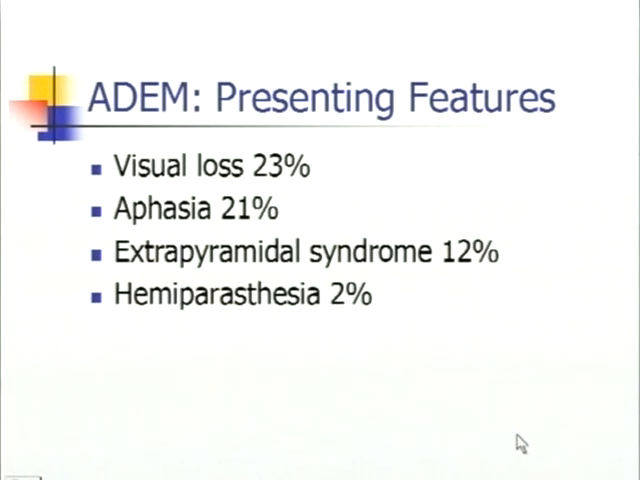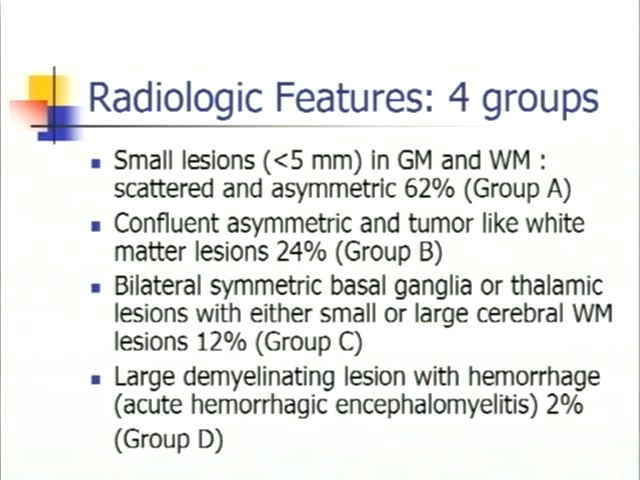Things like optic neuritis or visual loss are much less common in ADEM versus in multiple sclerosis, as I mentioned before. The radiological features, I think we've gone over this pretty much in gory detail, so I won't bore you guys with a recapitulation of this.